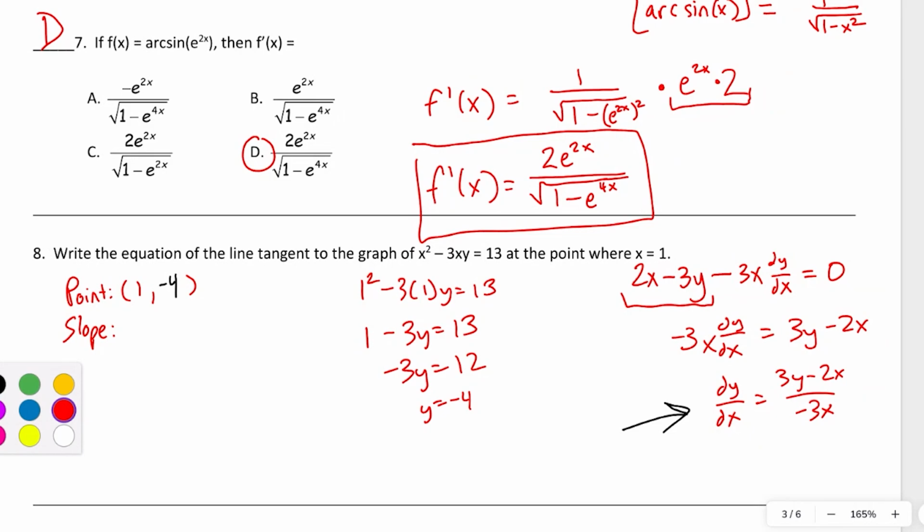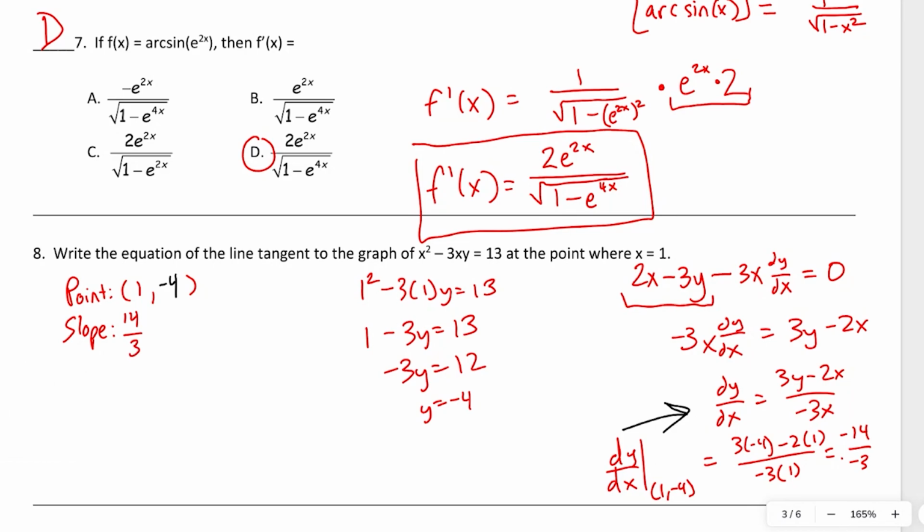So dy/dx, that slope at the point (1, negative 4), is going to equal 3 times negative 4 minus 2 times 1, over negative 3 times 1. So that'd be negative 12 minus 2 is negative 14, over negative 3. So the slope simplifies to 14 thirds. And now that we have the point and the slope, we can go ahead and write our equation here: y plus 4 equals 14 thirds times (x minus 1).